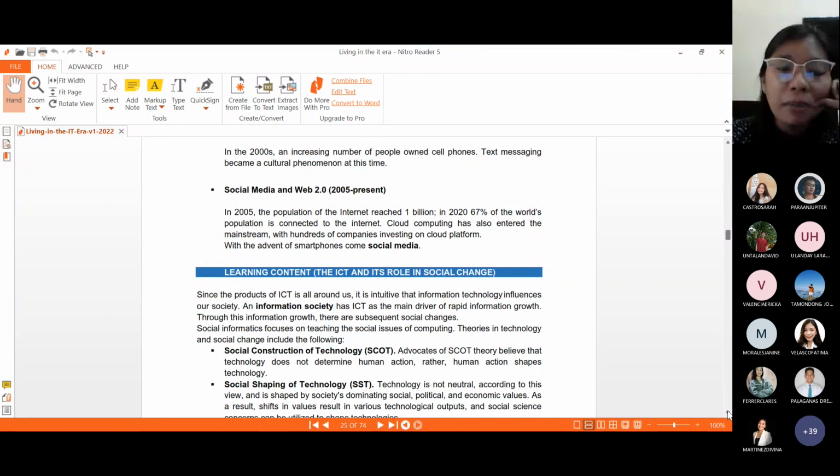Okay, so in 2005, the population of the internet reached 1 billion, and in 2020, 67% of the world's population is connected to the internet. So cloud computing has also entered the mainstream, with hundreds of companies investing on cloud platform. With the advent of smartphones comes social media. Ayan. Take note of the percentage, ha? More than half of the population of the world are connected to the internet.